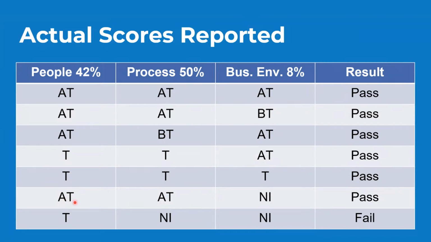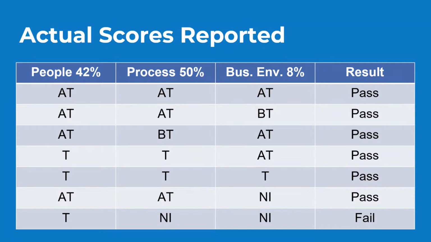Then we have above target, needs improvement. Again, that's a pass, because needs improvement, again, only 8% here. And then a fail: target, needs improvement, needs improvement. Yeah, there's no way you can make up two needs improvements here with an above target or a target here, right? So this is an actual table with actual results that we had right there.